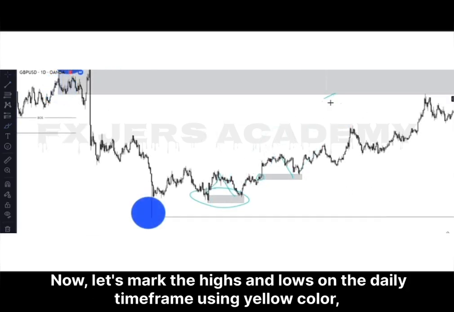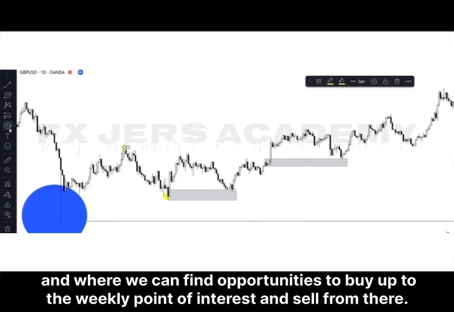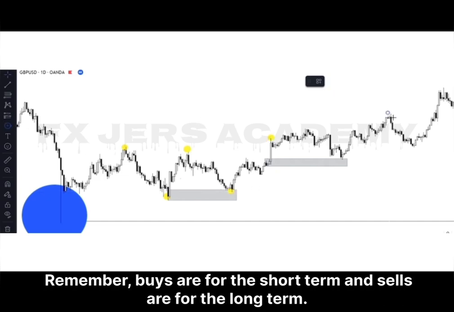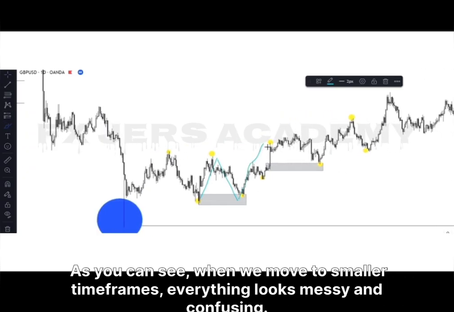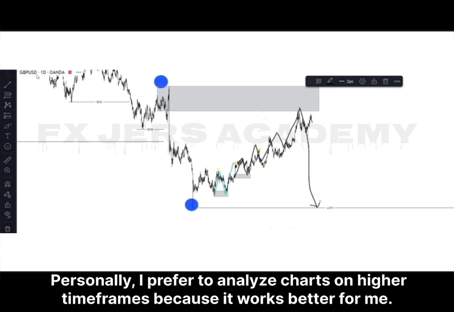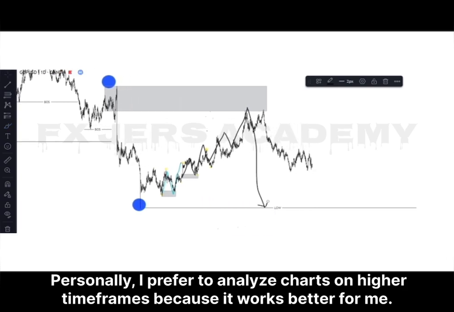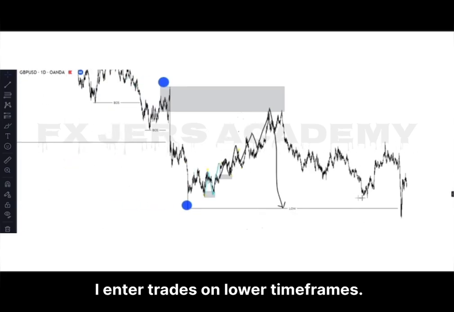Now, let's mark the highs and lows on the daily time frame using yellow color, and where we can find opportunities to buy up to the weekly point of interest and sell from there. Remember, buys are for the short term, and sells are for the long term. As you can see, when we move to smaller time frames, everything looks messy and confusing. Personally, I prefer to analyze charts on higher time frames because it works better for me. I enter trades on lower time frames. This strategy works on all time frames.